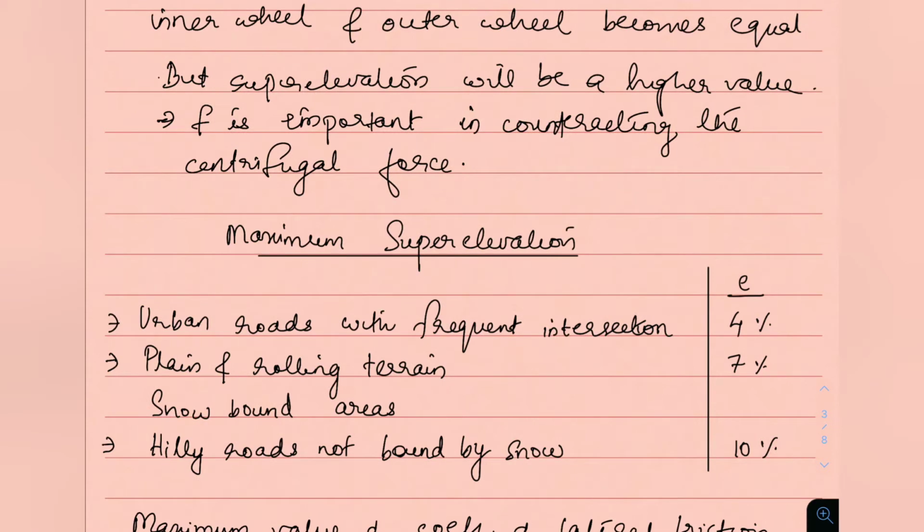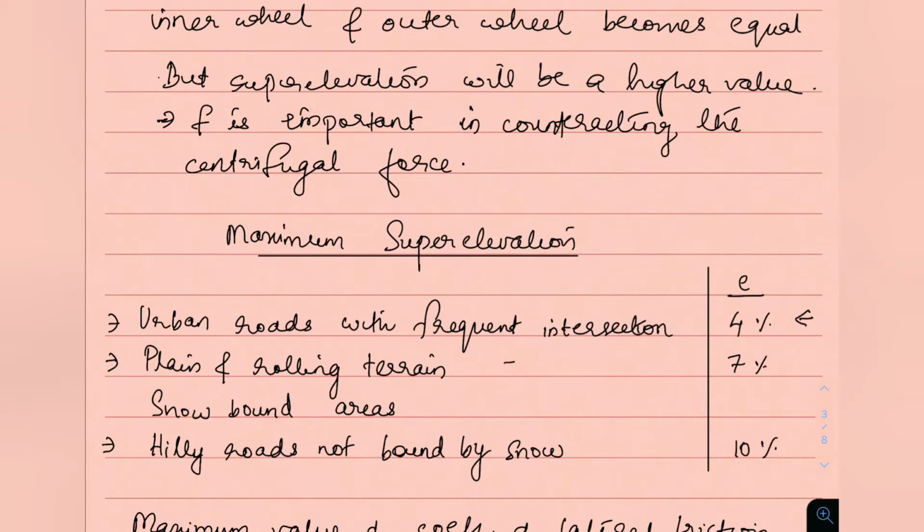So maximum superelevation for urban roads with frequent intersection is 4%. It is limited to 4% because for urban roads we have vehicles moving, traffic will be more, and frequently there are intersections. It means that if you provide a very high value of e, it will be very difficult for the vehicle to move from one road to another. So in order to ease the vehicle movement, we will provide only e as maximum 4%.